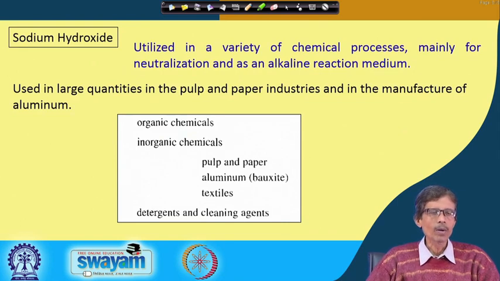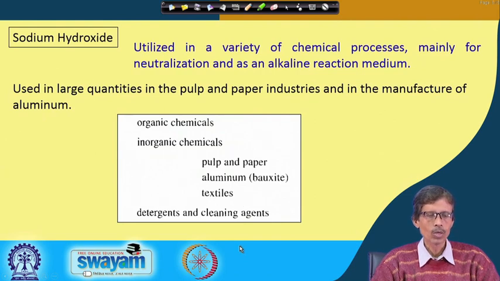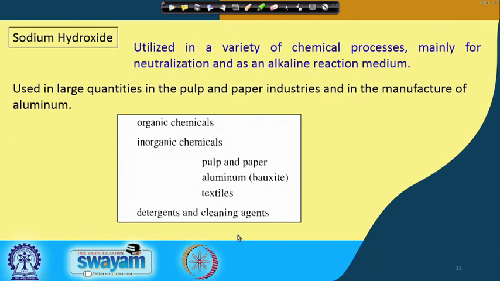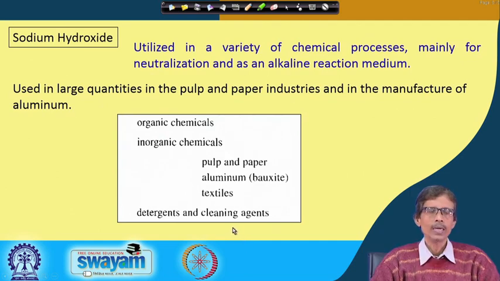Then for a large number of inorganic chemicals, whether you are getting some sodium-based compound or hydroxide-based compound, you require sodium hydroxide for the production of inorganic chemicals. Then, as I told, the pulp and paper industry, aluminum industry, and textile industry also use it. And finally, sodium hydroxide is used for making detergents and different types of cleaning agents.